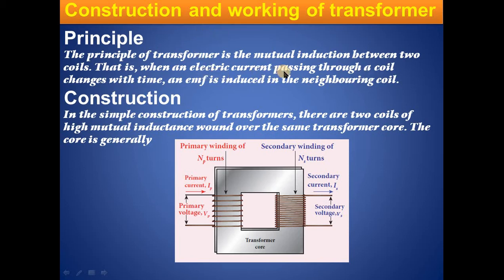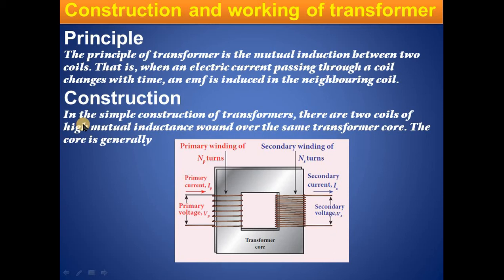So whenever the magnetic flux changes, an induced EMF is produced. That means when the electric current passing through the coil changes, the magnetic field also changes, and EMF is induced in the neighboring coil. So this is the mutual induction concept.